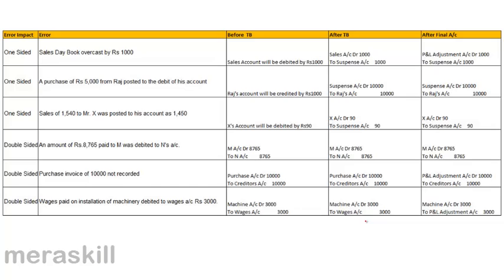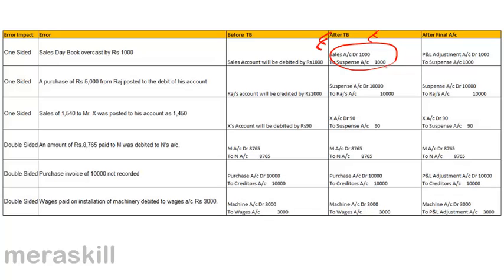So let us discuss this. The first entry was sales day book undercast by 1000. We said if it was found before trial balance, the sales account would be debited by 1000. We just go to the debit side and say to error in casting and put the amount of 1000. Basically, sales account needed to be debited. So when we did the entry after trial balance, we said sales account debit, but we used the suspense account since the trial balance had been prepared and the difference, it's assumed, was put in a suspense account.